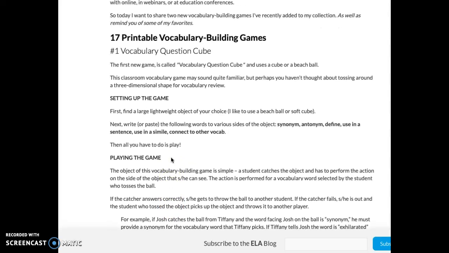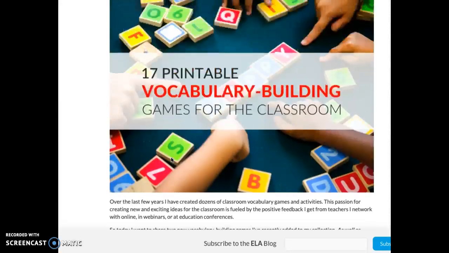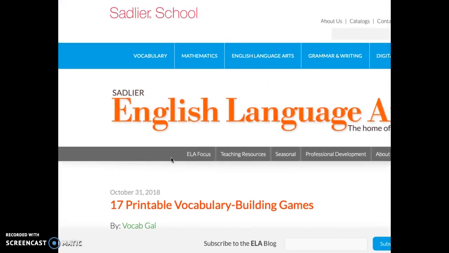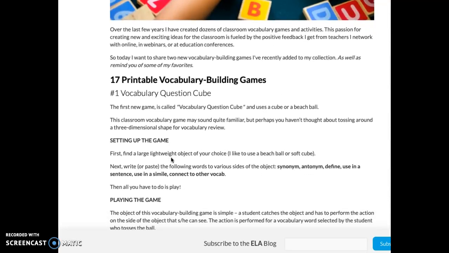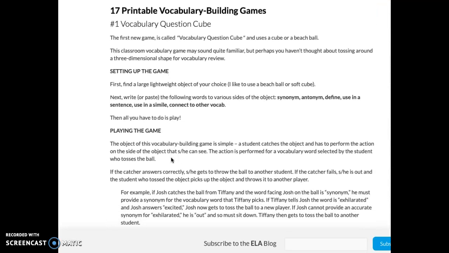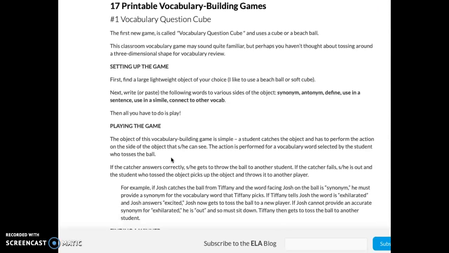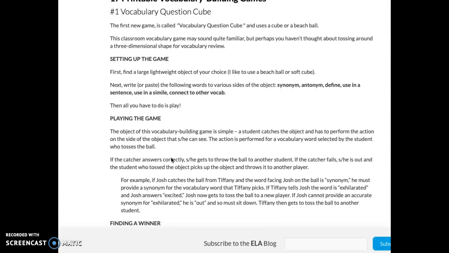Alright, so for my CLT activity on vocabulary, I chose this activity from Sadler School. If you go down to the very first one, and I'll leave a link as well. This is a vocabulary question cube game.